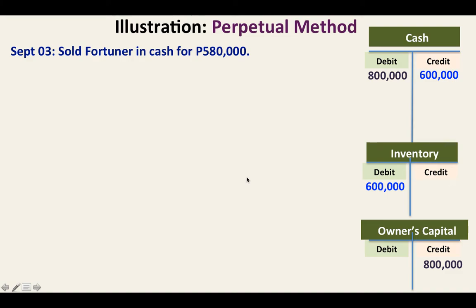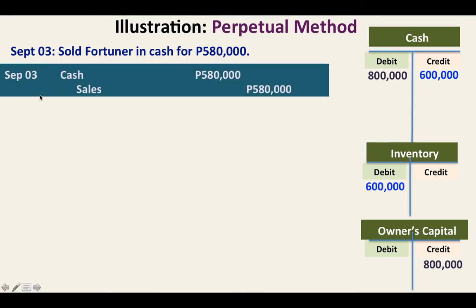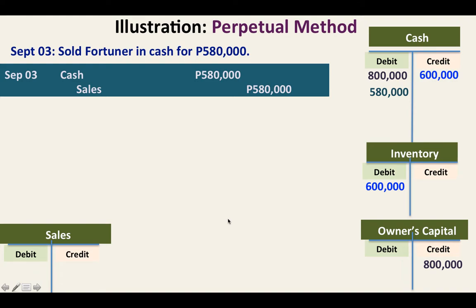The next transaction is the selling operations. Sold Fortuner in cash for 580,000. So the entry for that would be debit cash of 580,000 and credit sales 580,000. Class, we are not using service income anymore; as our revenue for merchandising, we credit sales. So if we plug this in our T account, debit cash of 580,000 and credit sales, we will create our T account for sales and post the credit at 580,000.